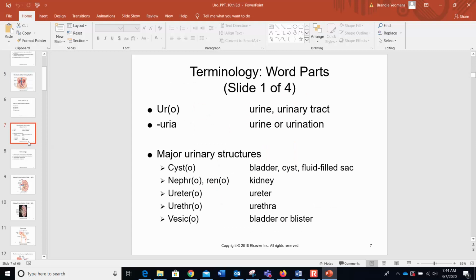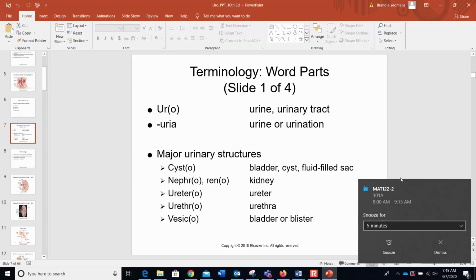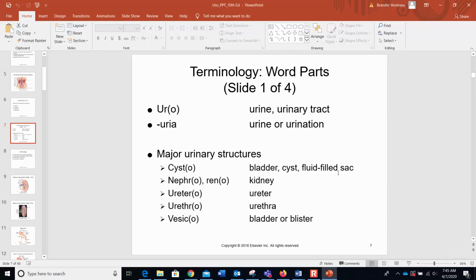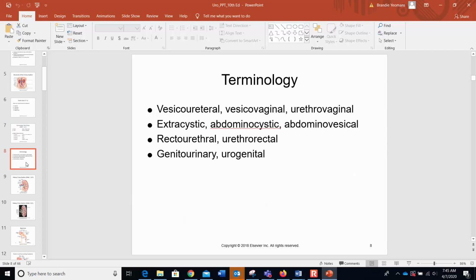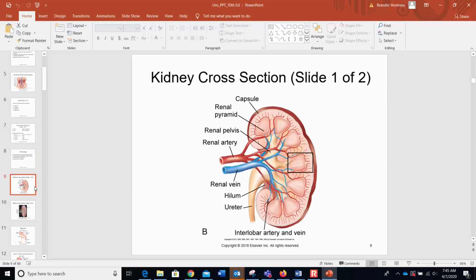So as we go through, you can see that there are a lot of different word parts for this particular chapter. These don't all say exactly what they're talking about, so you need to be very careful. Like cysto, we talked about in the digestive system, but it is meaning a bladder or a cyst, and it's one that is a fluid-filled sac. So cysto is talking about the bladder. Then nephro or reno talking about the kidney, and so on. Those are a little bit different than what you typically hear.